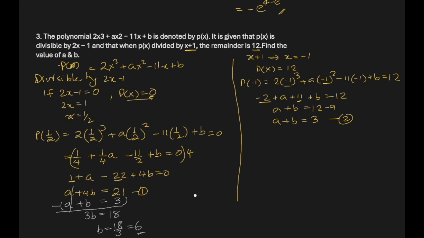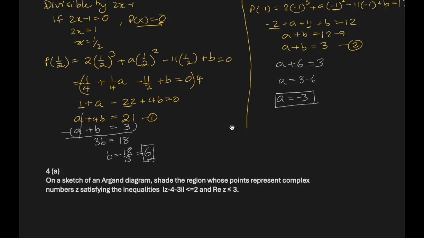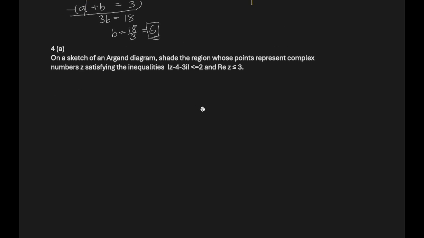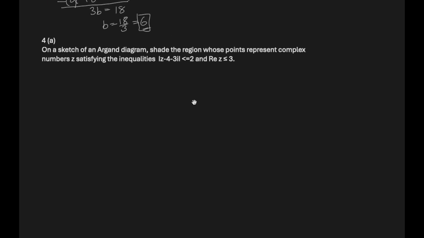Okay, just find A, B. So 6 is B. What about A? So A plus 6 is equal to 3 because 6 is the B we got here. So A is 3 minus 6. A is minus 3. Got A, got B. Moving on. For the next part.